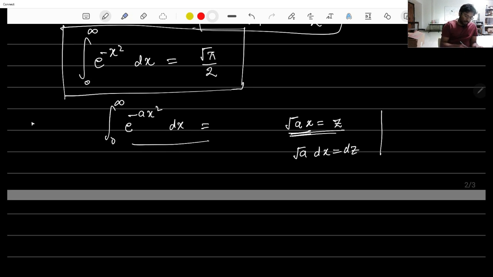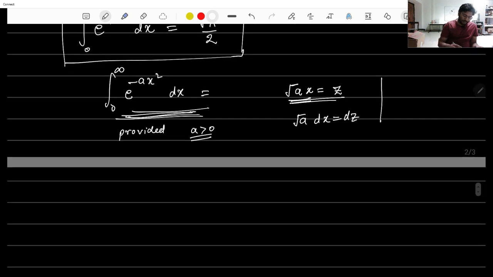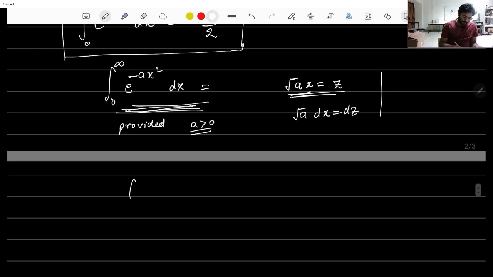So here we are going to evaluate this integration provided a is greater than 0. In that case, the integral from 0 to infinity of e to the power minus ax square dx is nothing but root pi by a, to the power 1 by 2, correct.